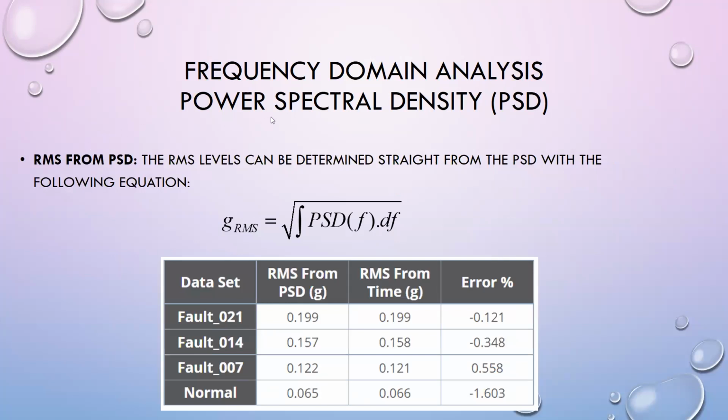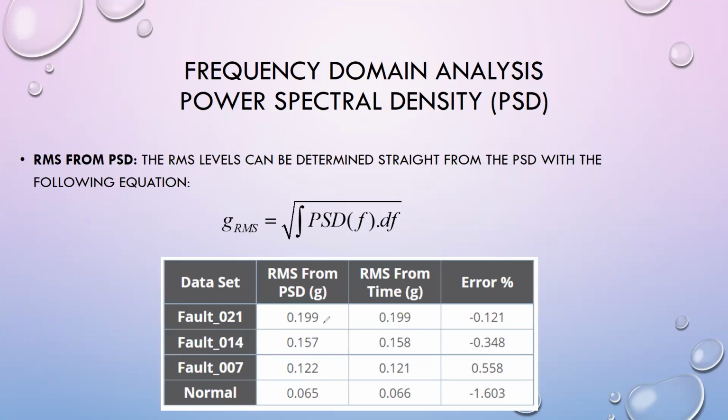To calculate the RMS, you can easily calculate the acceleration RMS by using this equation, the square root of the integral of PSD df. So we need to calculate the area for the acceleration in the PSD diagram. If you calculate this, the RMS, again for different faults and for the normal bearing, you will see an increment in the faults. And if you compare with the time, you will see the results are the same.